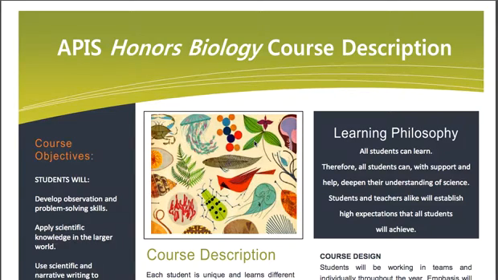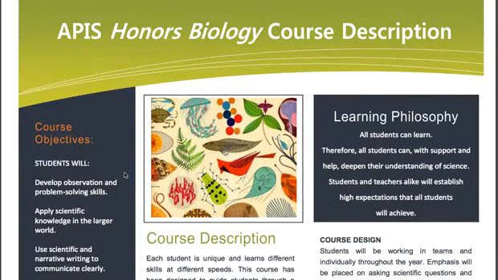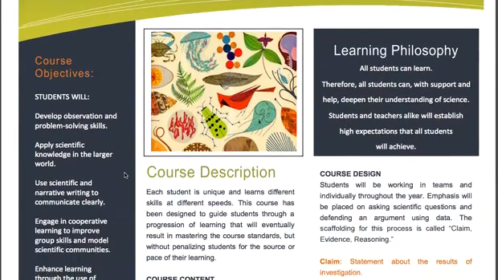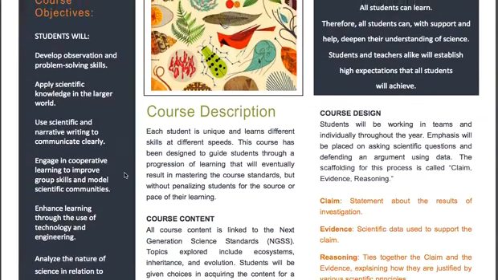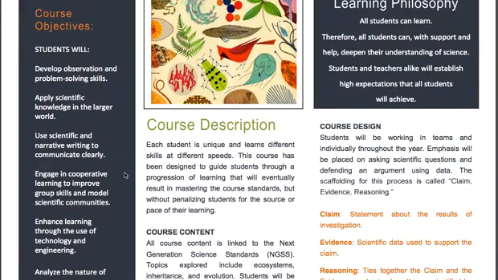Hello, this is Mrs. Meyer, and I'm going to be going over the APIS Honors Biology course description for students and parents. On the left-hand side, you can see the course objectives. These are the things that the students will be learning throughout the year, different scientific skills such as observation, applying scientific knowledge, scientific narrative writing, working in cooperative groups, and so on.